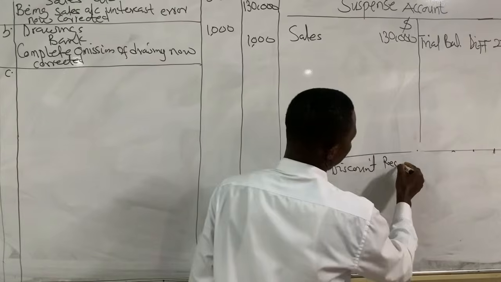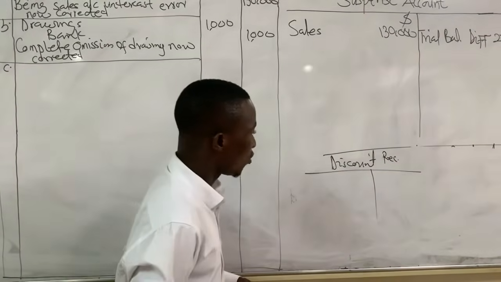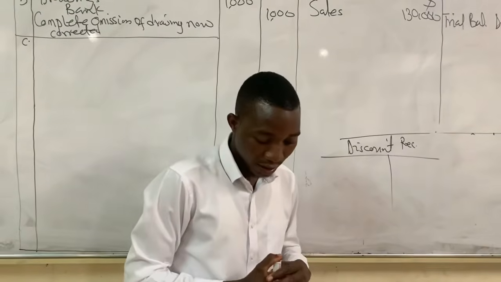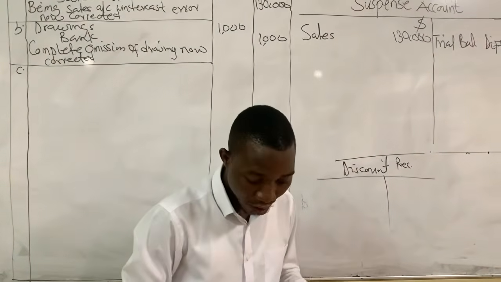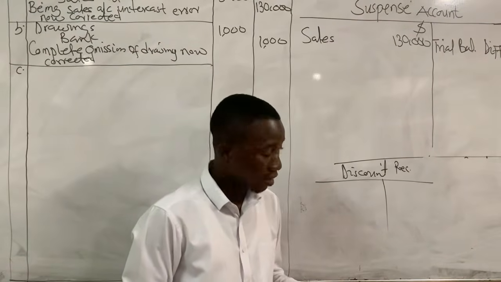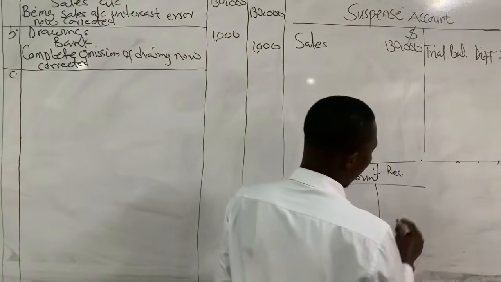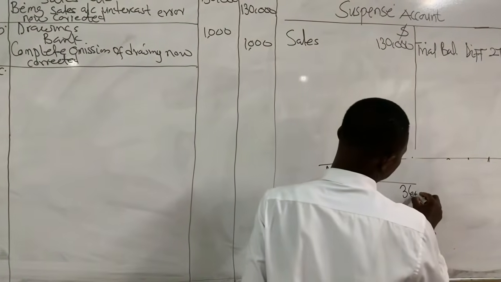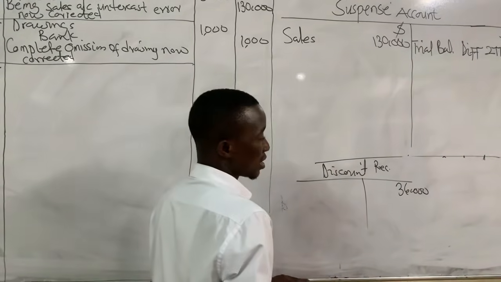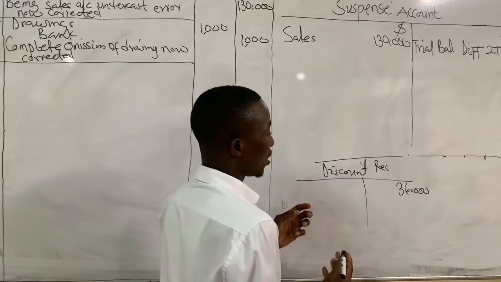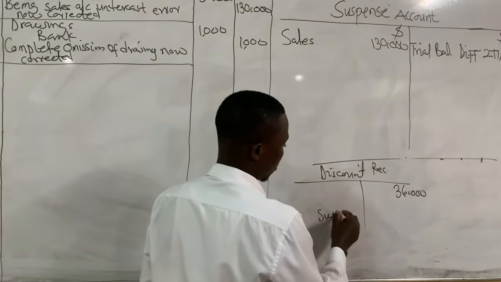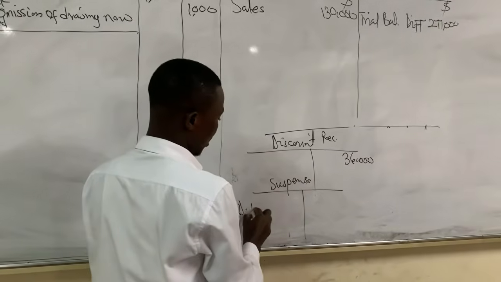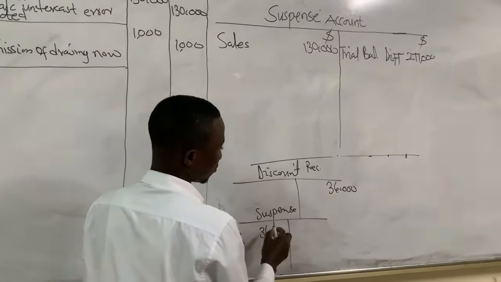So we look at our discount received account. We all know that the discount received has a credit balance. It is a revenue. Is that okay? And it has not been recorded. So we come back and make the necessary entry. The amount is 36,000. Because it has no other account to make the corresponding entry, you debit a suspense account. So we debit the suspense account in the name of discount received, $36,000. This will be in the name of suspense.